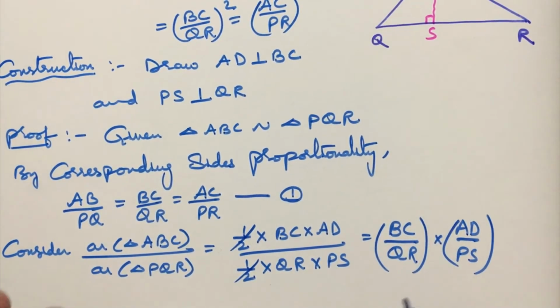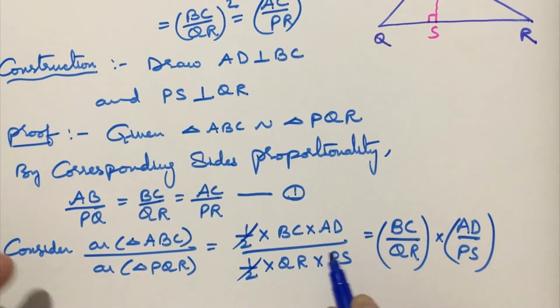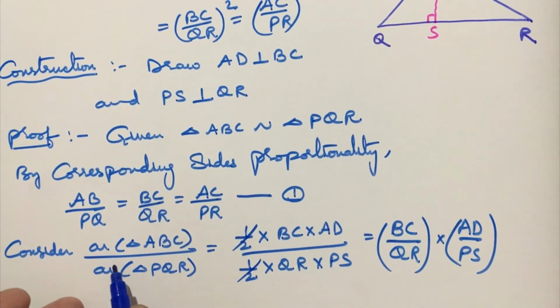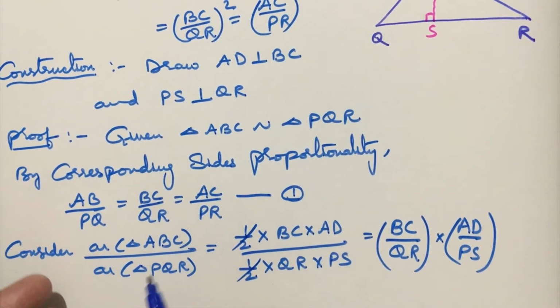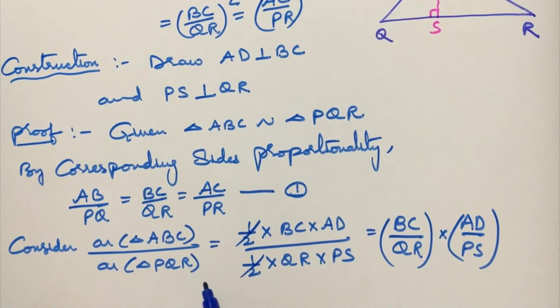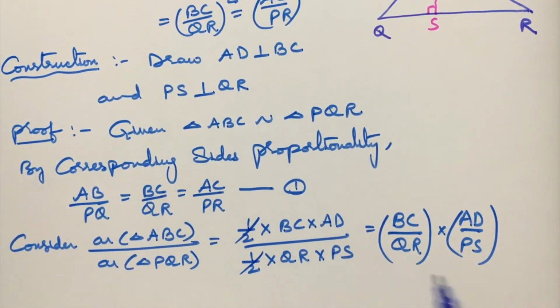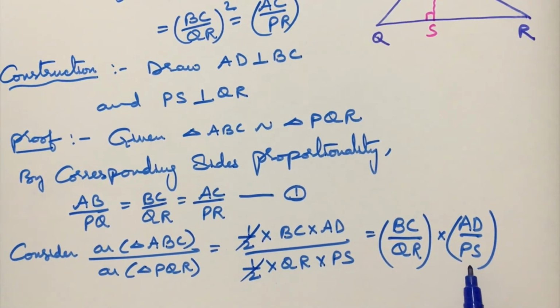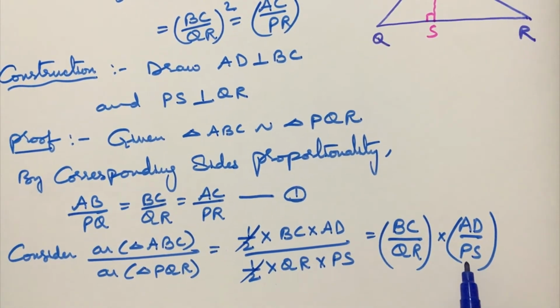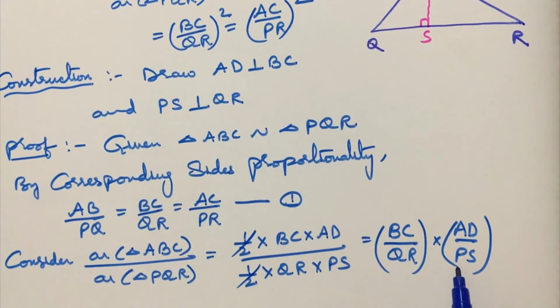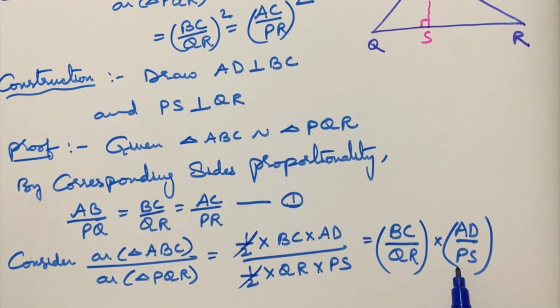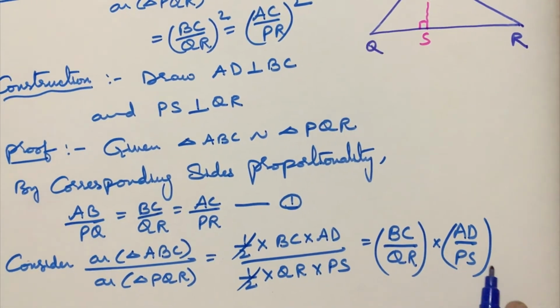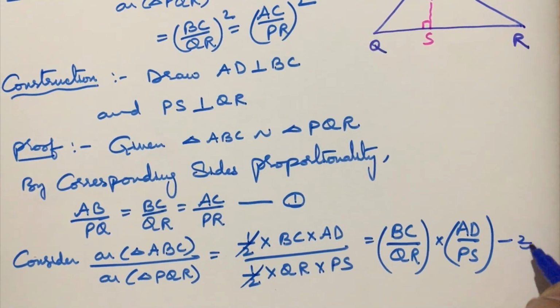In the RTP we have to show that area of triangle ABC to the area of triangle PQR is equal to BC by QR whole square. But here we have BC by QR and AD by PS. If we show this AD by PS is equal to the ratio of the corresponding sides, then we can get the required result. This is equation 2.